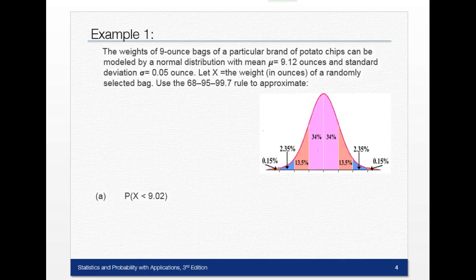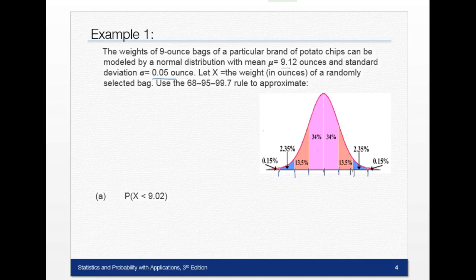All right, so let's try an example of one of these problems. The weights of 9-ounce bags of a particular brand of potato chips can be modeled by a normal distribution with a mean of 9.12 ounces and a standard deviation of 0.05 ounces. Let x equal the weight in ounces of a randomly selected bag. Use the 68, 95, 99.7 rule to approximate. So you can see I've drawn the same drawing we had on the previous slide. But what I need to do before I proceed is figure out what these different boundary values are between each of these percentages, okay?